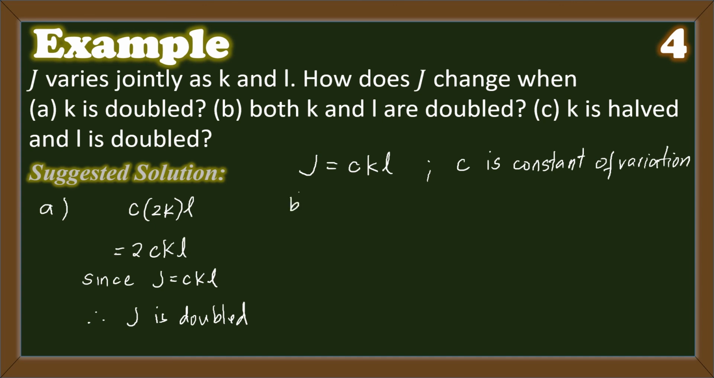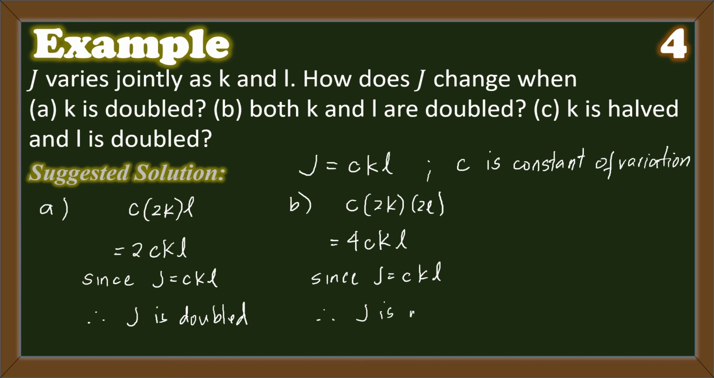Punta naman tayo sa letter B. Both K and L are doubled. Meron tayong constant of variation, C times 2K times 2L. I-simplify natin ito. Magkakaroon tayo ng 4, mula ito sa 2 times 2, times C times K times L. Again, ang J ay equal to C times K times L. Ang ating observation, final answer, J is multiplied by 4, or J is quadrupled.